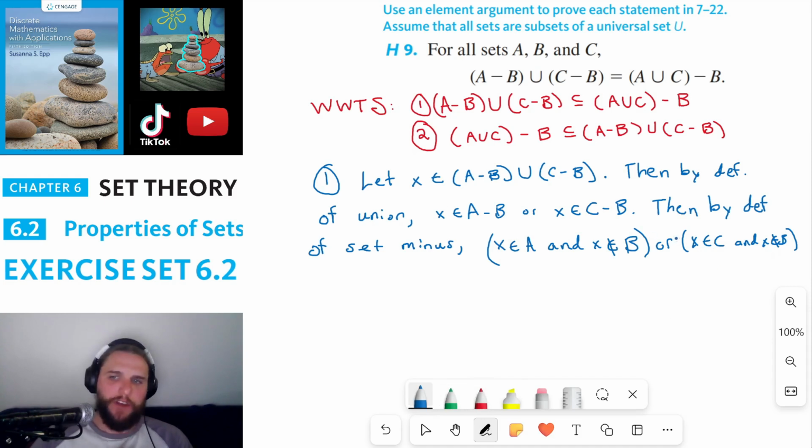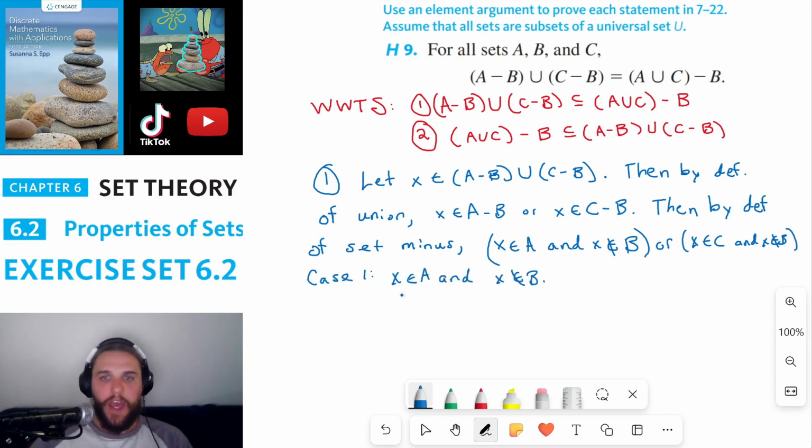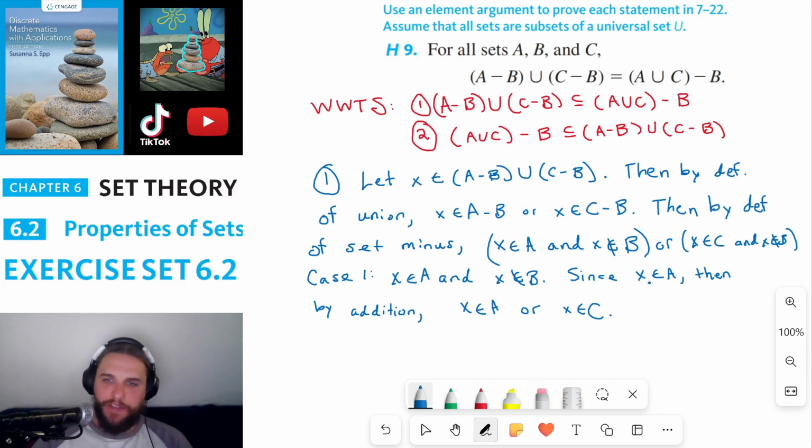Now we have to be a little careful about this "or" here because we want to show that we can get the same conclusion, that X is an element of (A union C) minus B, regardless of whether we're in case 1 or case 2. Or, keyword or. So at this point, we're going to break this up into cases, starting with case 1: X is an element of A and X is not an element of B. Now, since X is an element of A, then by addition, which is a logical rule of inference, X is an element of A or X is an element of C.